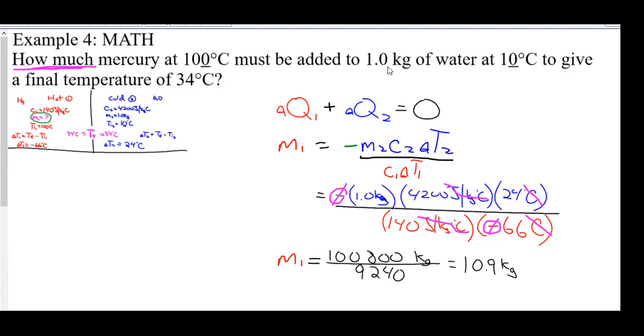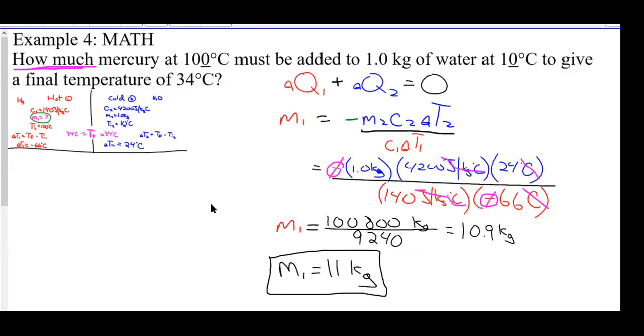Now I'll just look at the question real quick. I have 2 sig figs is probably what I'm going to have in the end, because if you remember your rules for significant figures, when you're doing multiplication and division, you should represent your final answer with the least number of significant figures. So 2 in this case, which means I have to make a quick little adjustment. And so we'll call it 11 kilograms of mercury is needed just to change the temperature of water by 24 degrees Celsius.